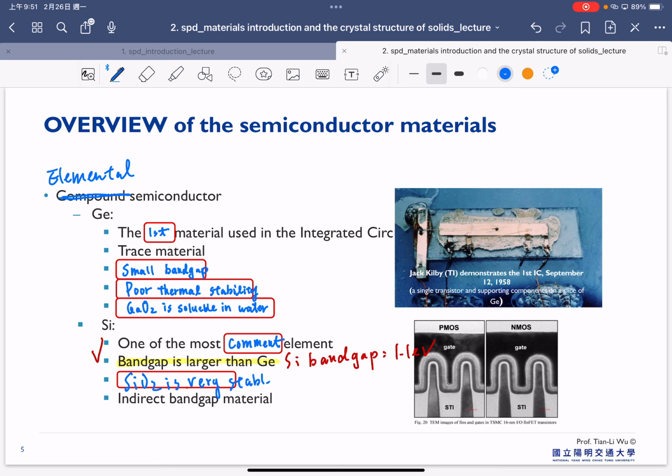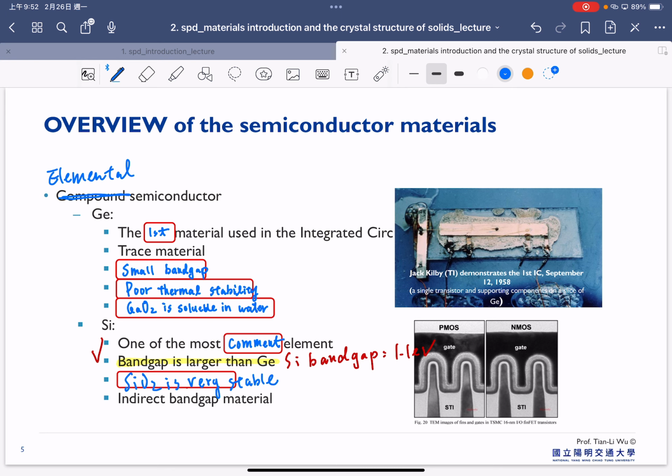So that's why later when we started to use silicon as a semiconductor material, we found out that it's actually a really good candidate, because silicon has a large band gap, and also silicon dioxide is a very stable material, and also silicon is one of the common elements in the world.